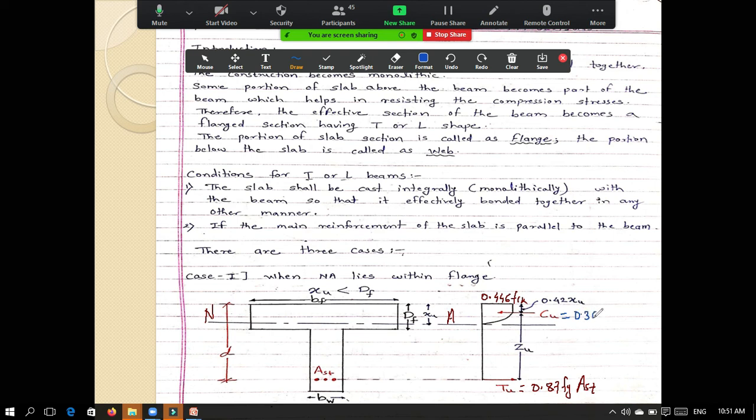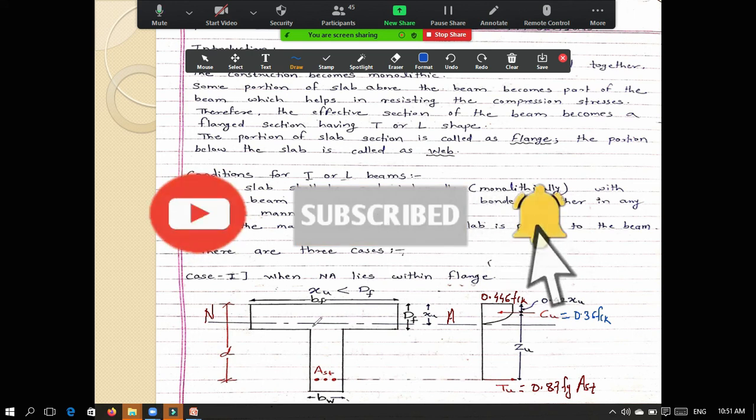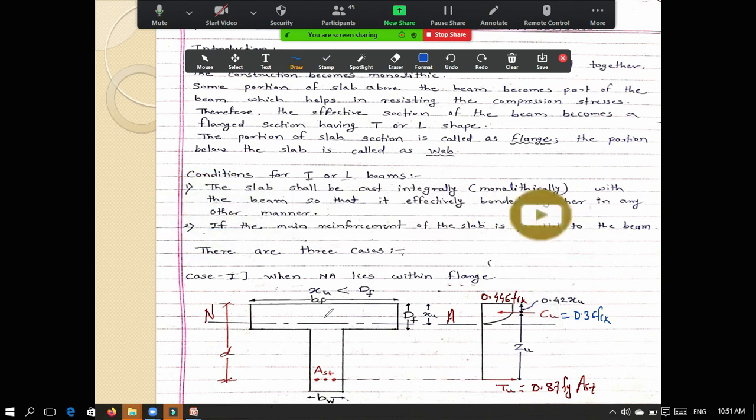It is 0.36 fck is your stress. And what will be the area now? If you see, the neutral axis is here, the fibers above the neutral axis are in compression and the fibers below the neutral axis are in tension. So this is the area which I should consider above the neutral axis. This area we should consider while computing the compressive force. This area is in compression.